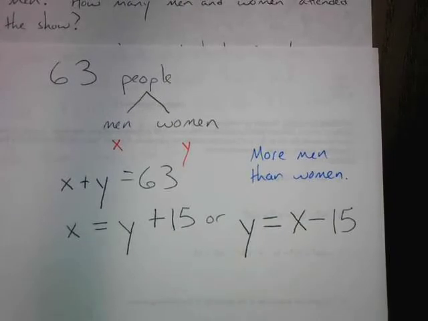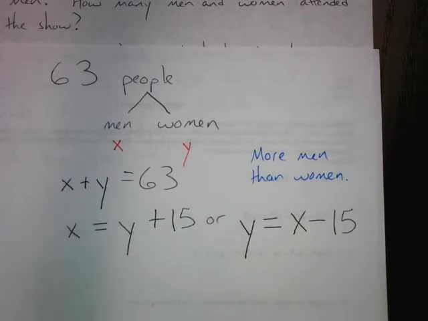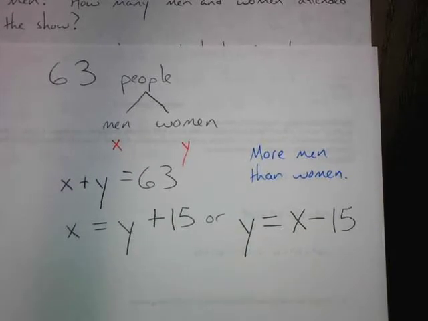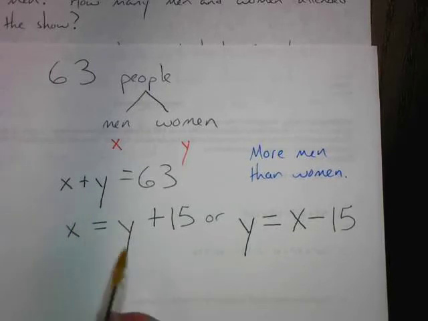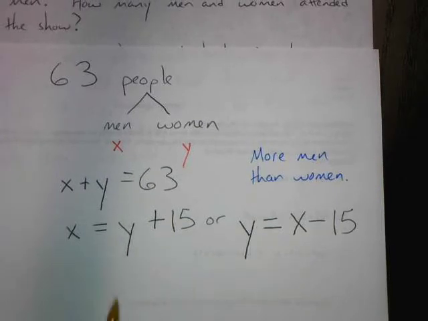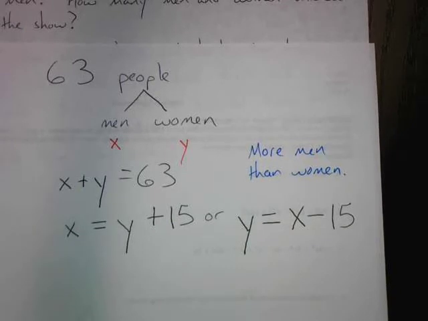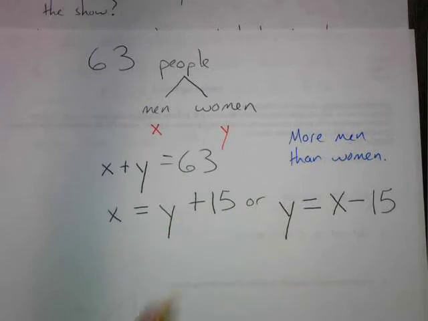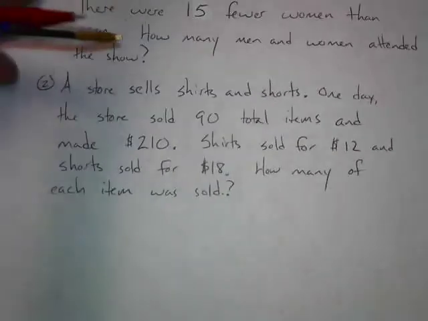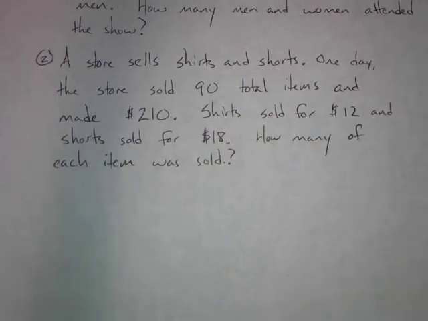But anyway, we're setting up two equations with two variables. And as long as we're reading correctly, we can interpret it. So this system of equations could look like x plus y equals 63 and x equals y plus 15. Or it could look like x plus y equals 63, y equals x minus 15. So we could have either setup, and we can solve that system through any of the means that we're using during this unit.